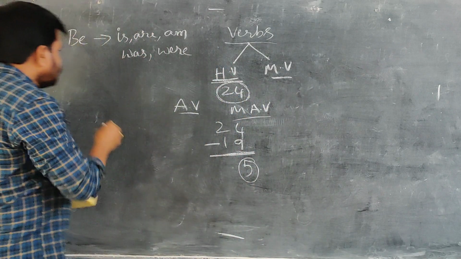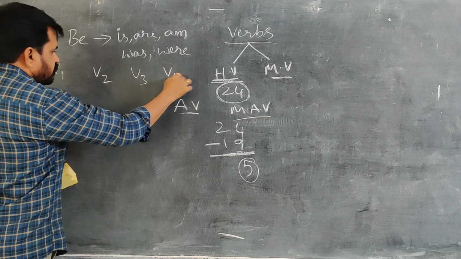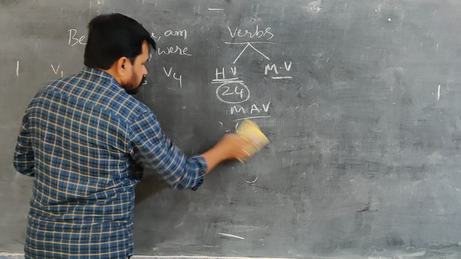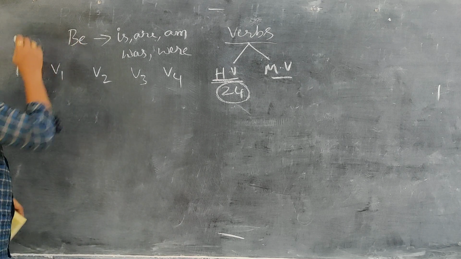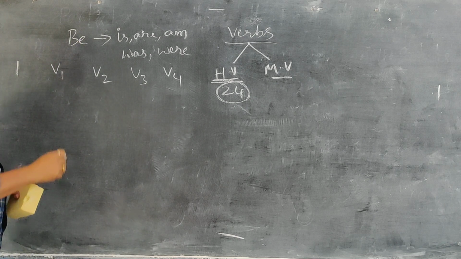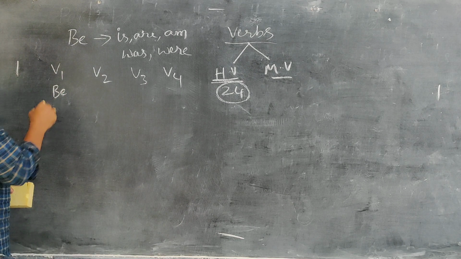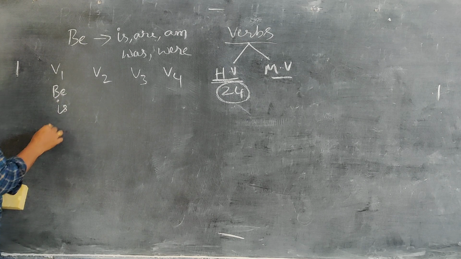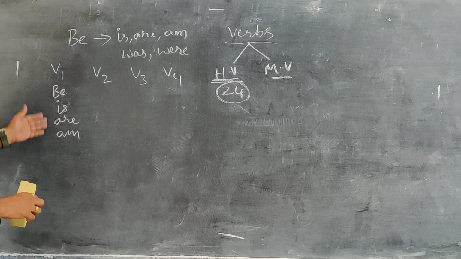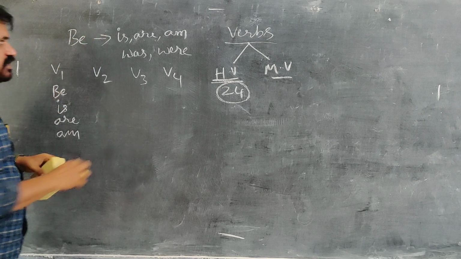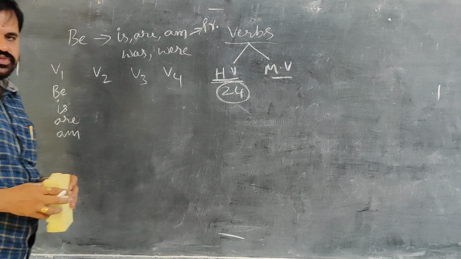Nowadays they are called V1, V2, V3, V4. Be is the base form or root form of the verb, which comes under V1. Along with be, is is also V1, are is also V1, am is also V1. These 3 will be used in present tense only.